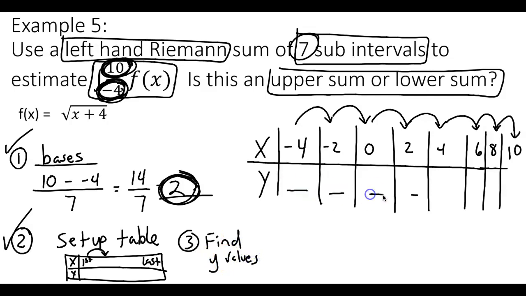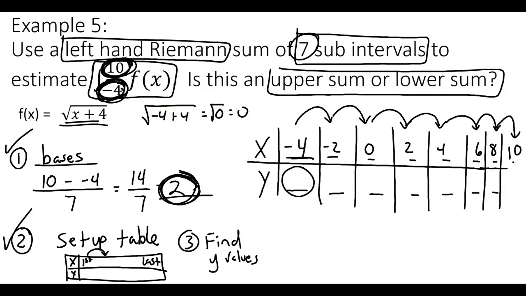So we need to figure out what these numbers are. How do we do that? You're going to plug these x values into your equation. Okay? So for instance, if you want to know what goes here, you're going to plug -4 into your equation. And I get 0. And so that's the y value that goes here. And you're going to continue doing that.